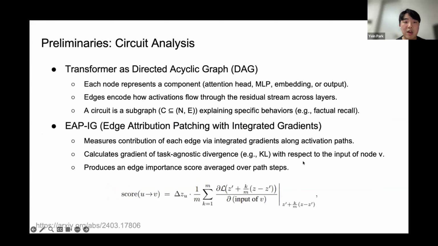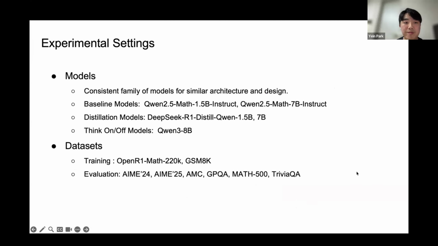And we use the EAP-IG version of circuit discovery. It measures the contribution of each edge via integrated gradients along activation paths. It calculates the gradient of a task-agnostic divergence with respect to the input of node v, then produces an edge importance score averaged over path steps.